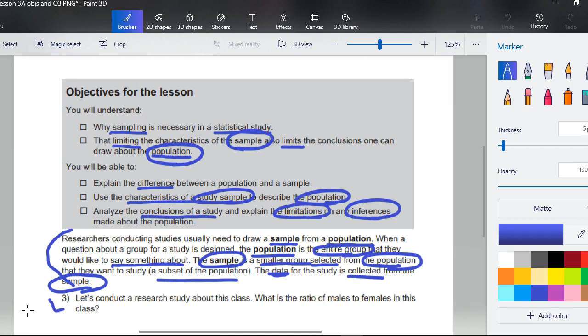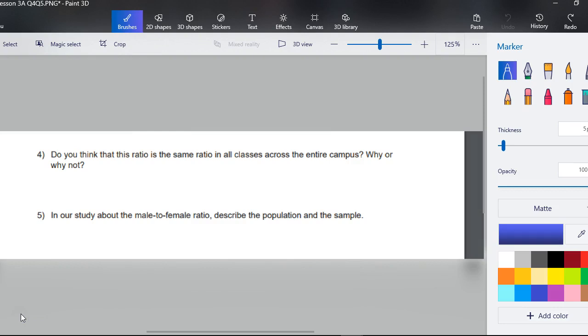They want us to conduct a research study in our class. We have an online class, so let's try this. They want to know the ratio of males to females in this class. To answer question number 3, I'm going to go ahead and start putting information here on number 4. Question 3 said, write a ratio of males to females. Let me double check. Males to females in this class. So in our class, I looked at the roster and we have about 10 males to about 26 females.